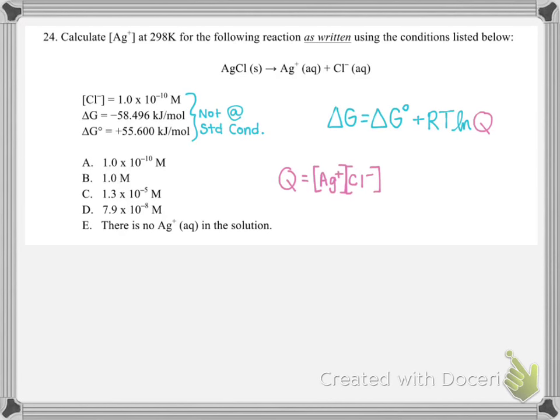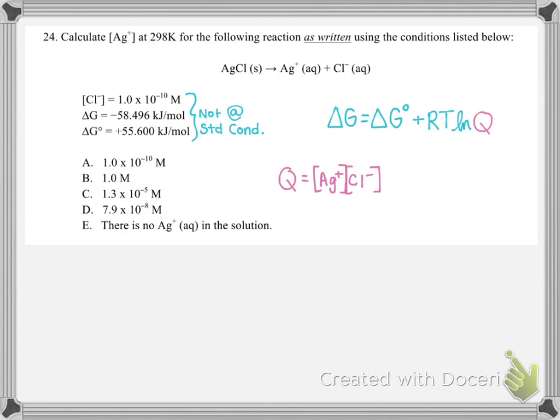So number 24, I think, is one of the most challenging types of problems we have on this exam cycle, where it wants us to figure out the silver ion concentration for a reaction, and they give us information about the thermodynamics. They tell us the concentration of chloride ions, and see how we're not at 1 molar, we're way below 1 molar. That's not standard conditions. And then they give us the delta G for where we are at, and the standard delta G for this reaction.